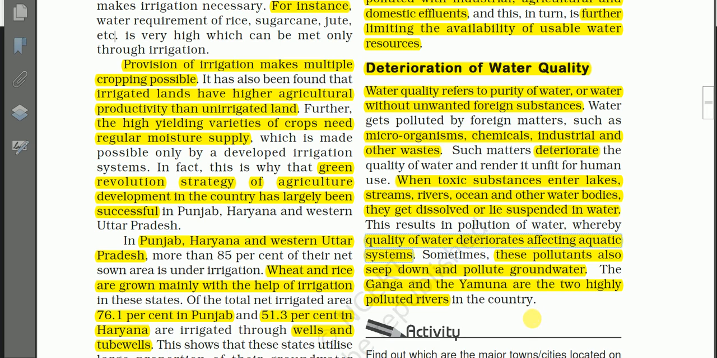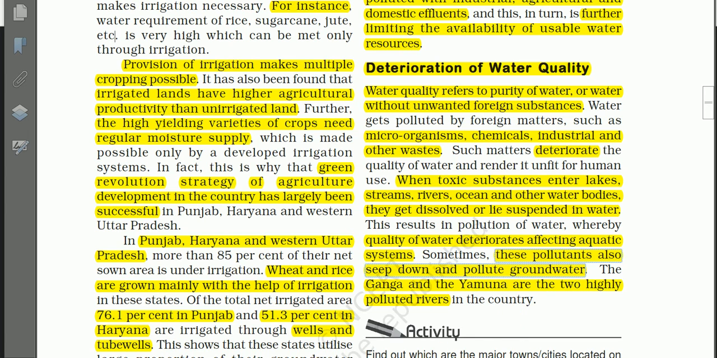When lake water is polluted, when river water is polluted, when ocean water is polluted, it affects not only human beings but also the aquatic ecosystem. It also affects the living beings found in the water. And sometimes these pollutants also seep down and pollute groundwater.